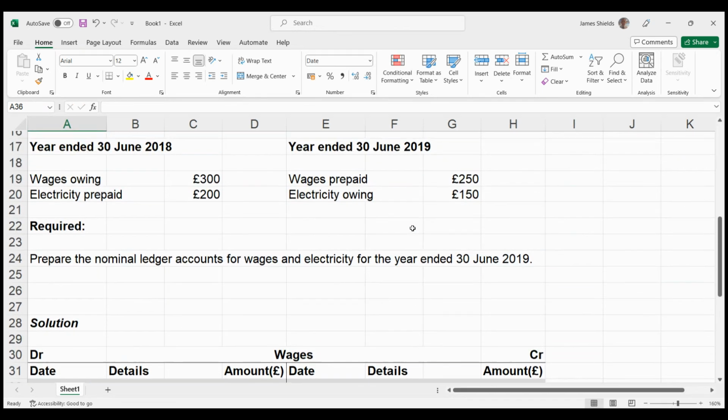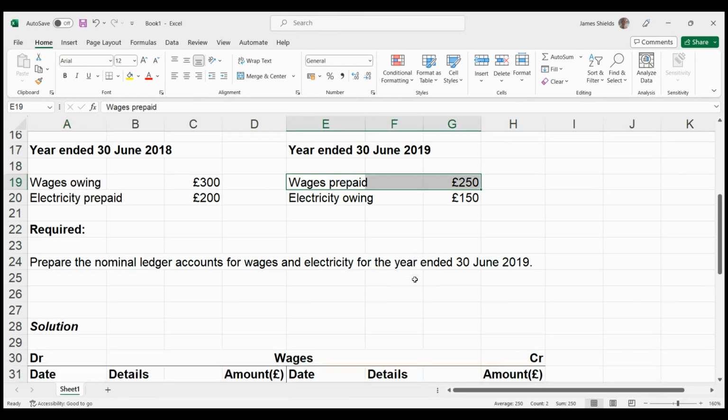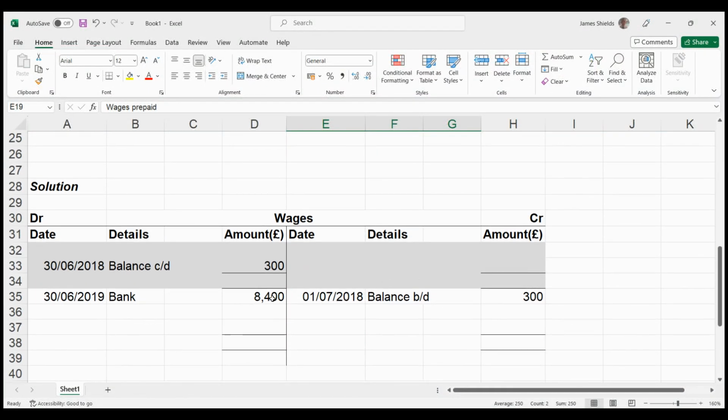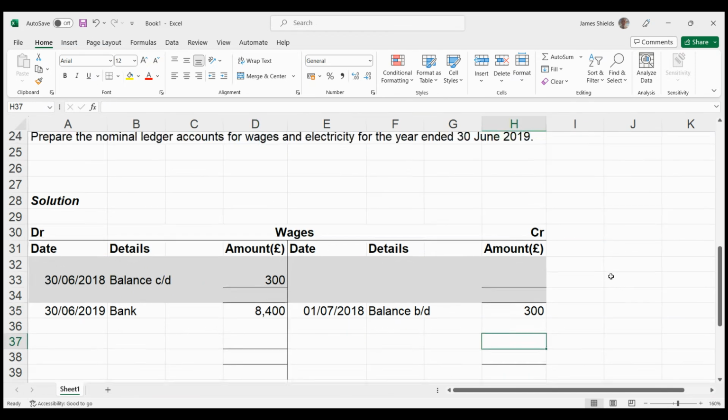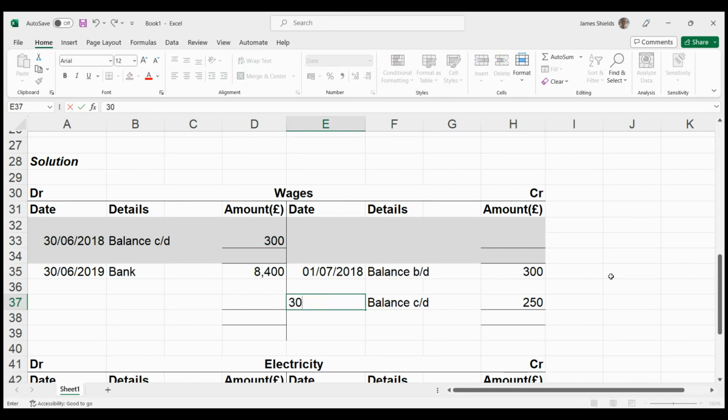Now it says at the end of our year ended 30 June 2019, wages were prepaid by £250. So what that means is, included in that £8,400, there was £250 which relates to next year. So if it relates to next year, it shouldn't be shown in this year's accounts. So we're going to show it on the credit side, and it's going to be, let's just check the amount, £250. So it's going to reduce our figure now. So it's going to be balance carried down £250 at the end of our year. So that's our prepayment at the end of our year.